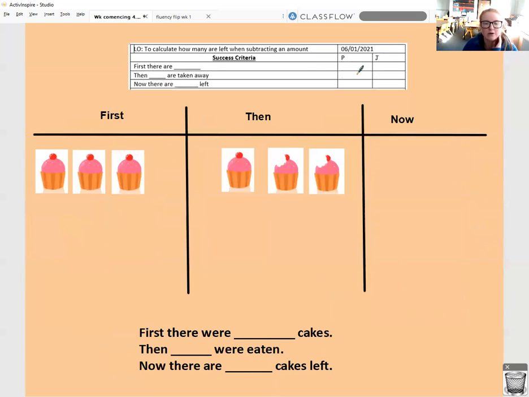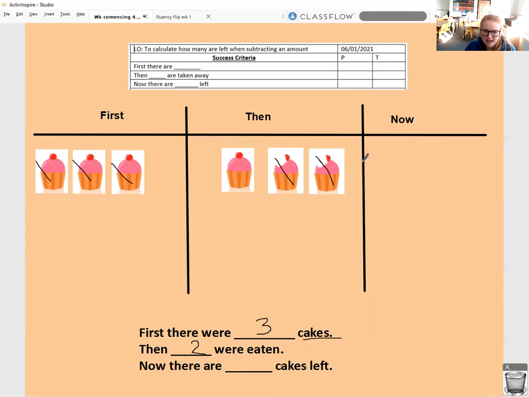So let's have a look at this one now. First, what have we got? How many cakes are there first? Let's have a look. 1, 2, 3. First, there were 3 cakes. Fantastic. Then, how many were eaten? That one's got a bite mark. 1, 2. 2 were eaten.